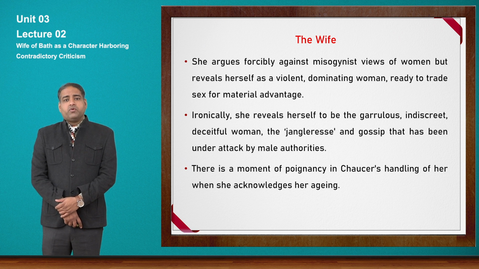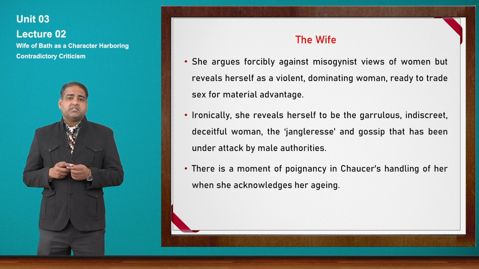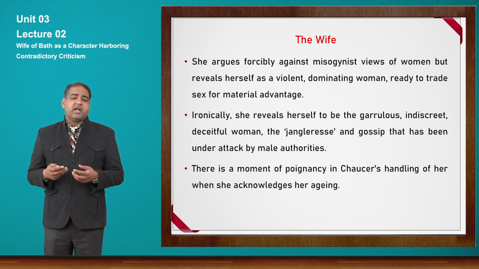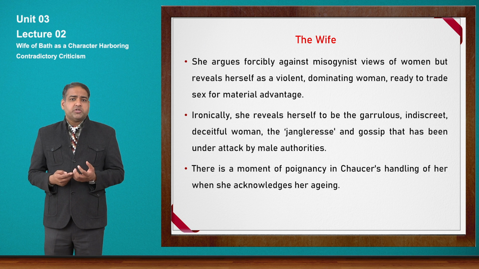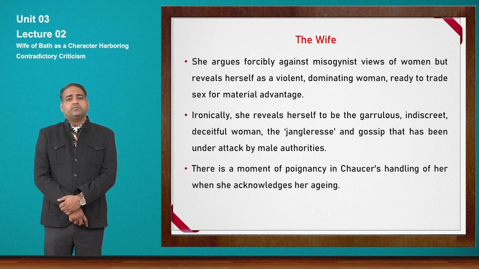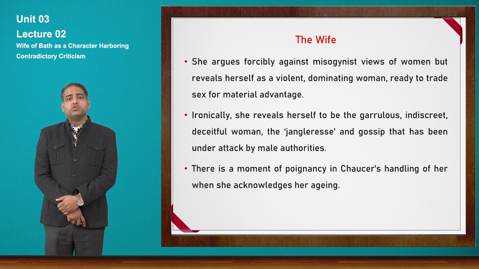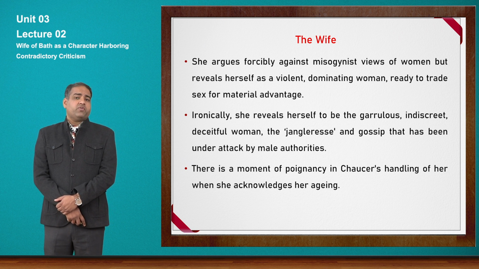There is a moment of poignancy in Chaucer's handling of her when she acknowledges her aging. So we can say that there are scenes where the Wife of Bath acknowledges that she is aging now and she needs to become young again, but she has no choice. She is someone who is playful, but she does not have the age to do all these things. So the tale of the Wife of Bath also suggests that she wants to become young again. The knight's wife becomes young again, although she was old until the end of the story. The same explains the intention of the Wife of Bath as well.